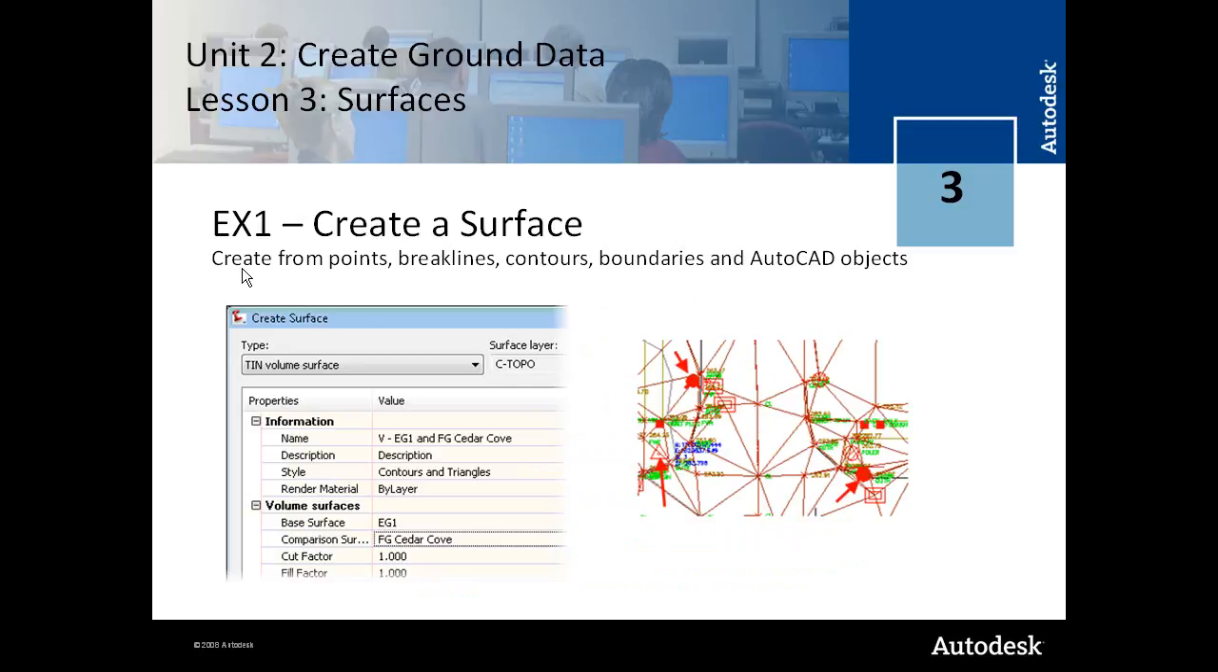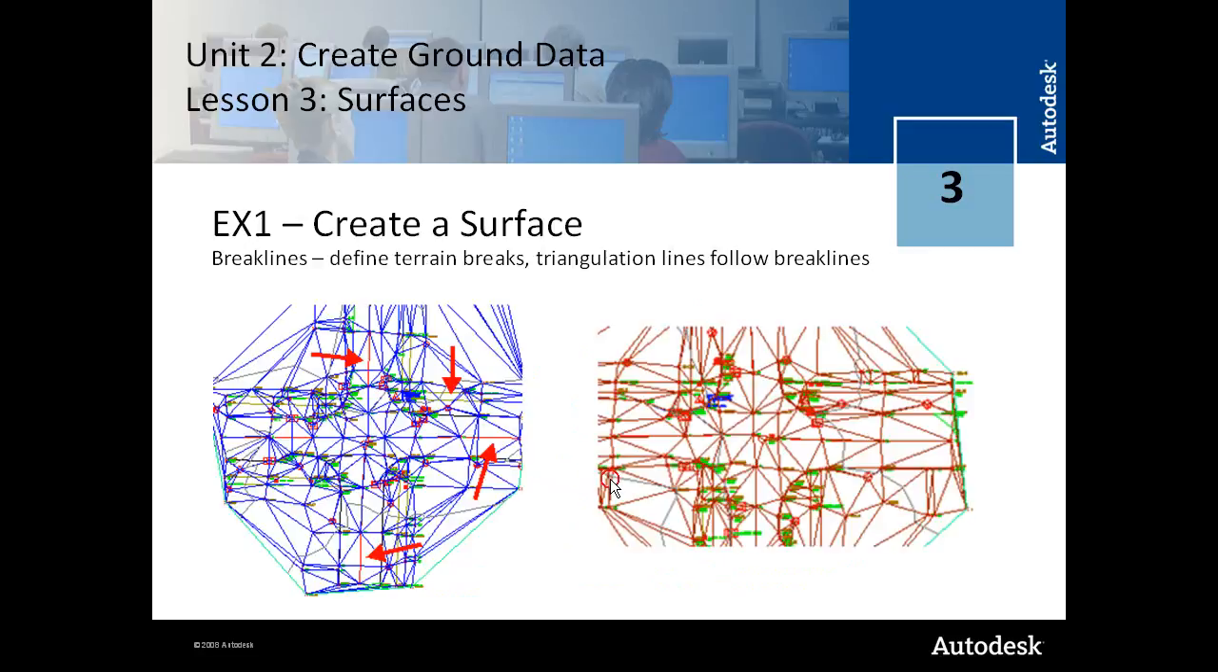In Civil 3D, you can create surfaces from a number of different objects, including points, break lines, contours, boundaries, and AutoCAD objects. And you can see here that break lines are required for those distinctive terrain breaks, being crowns of roads, edges of pavements, bottoms of ditches, and those sorts of features.